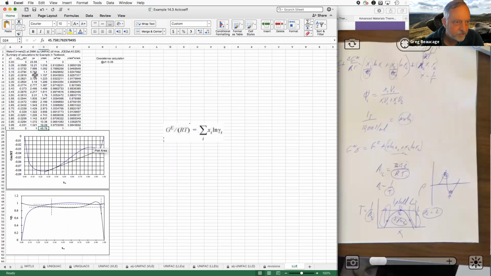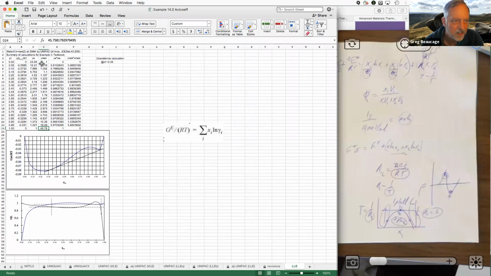So basically just change the compositions down this line, and then you can get all these. Just be careful when you get to 0, it's going to be 1e-20. And then you can fill in all the gammas. Those are using the UNIFAC, right?